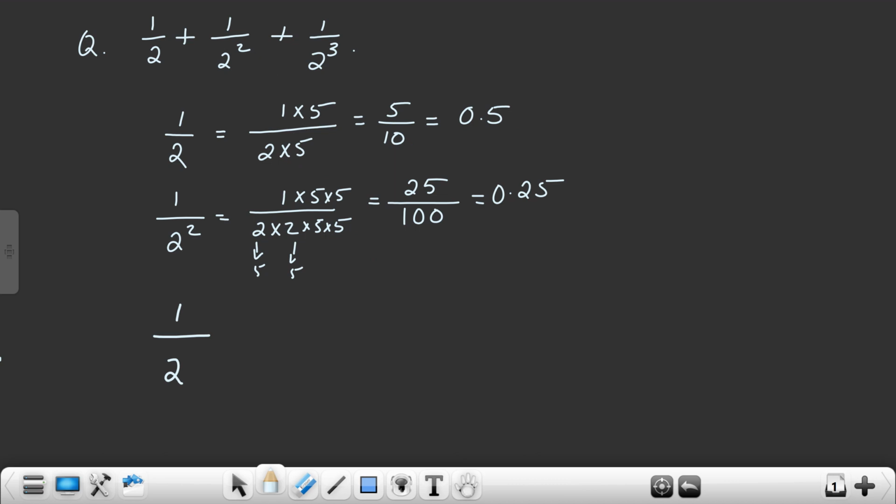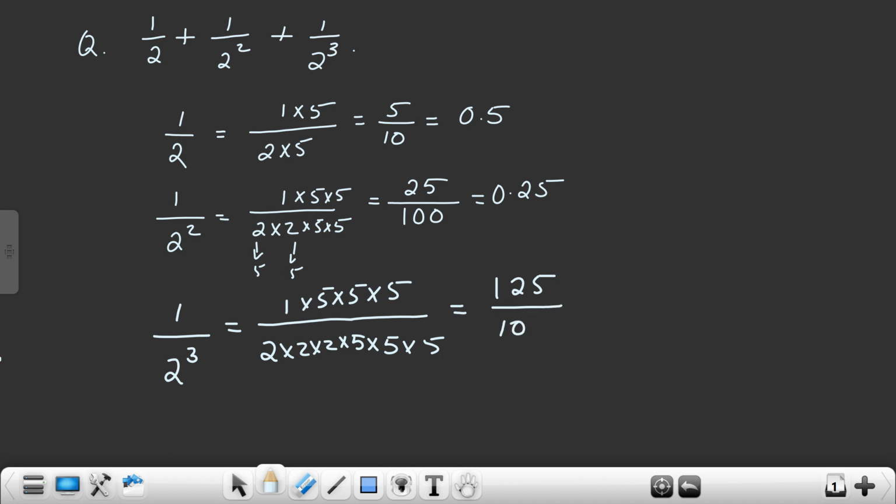Next, 1 by 2 cube. That is 1 by 2 into 2 into 2. To convert into power of 10, here 3 2's are here, multiply by 3 5's. That is 125 by 1000, is equal to 0.125.